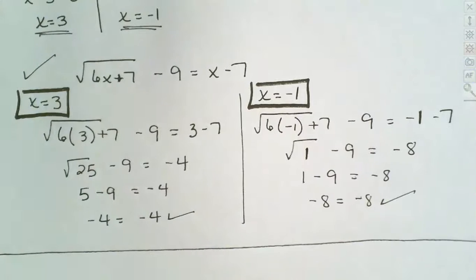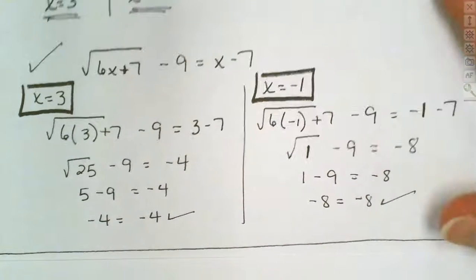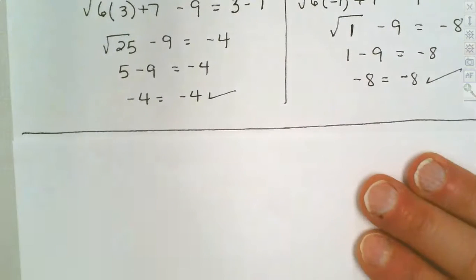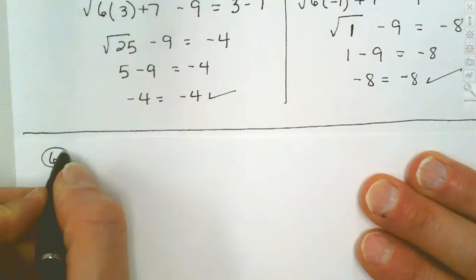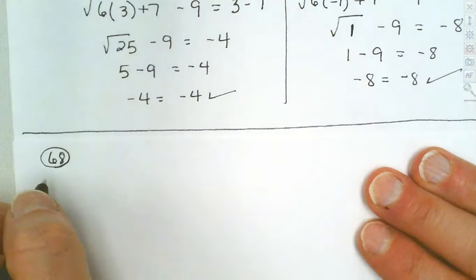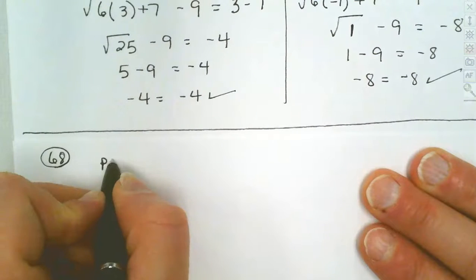Now what about higher roots? Let's look at one that's got a higher root. These are actually, in many cases, easier to work through. So let's look now at a couple of these. Let's look at question 68 on page 166.